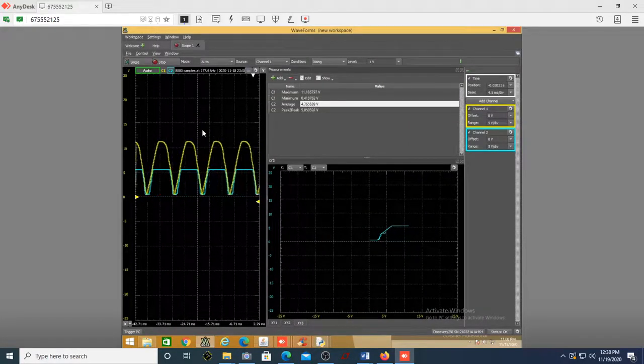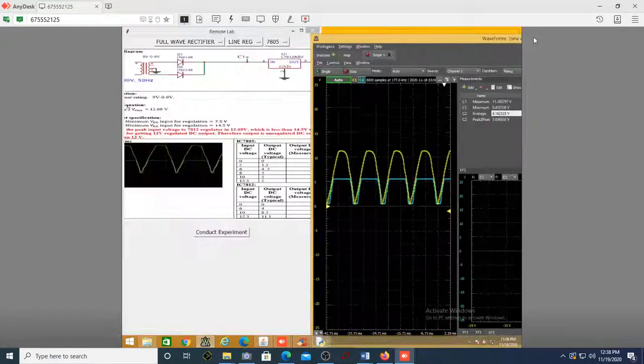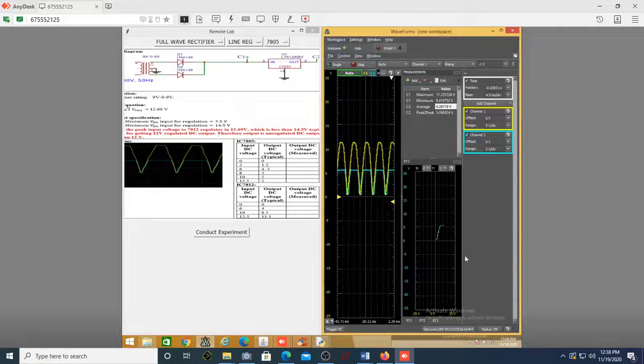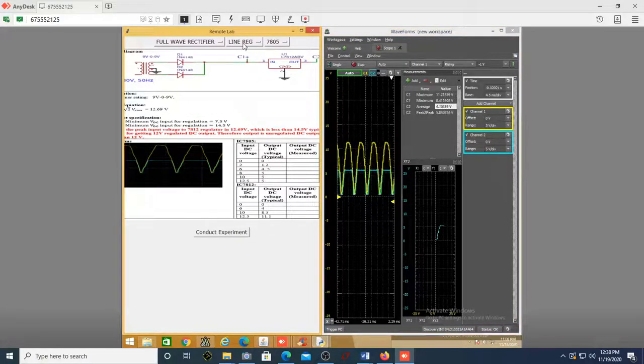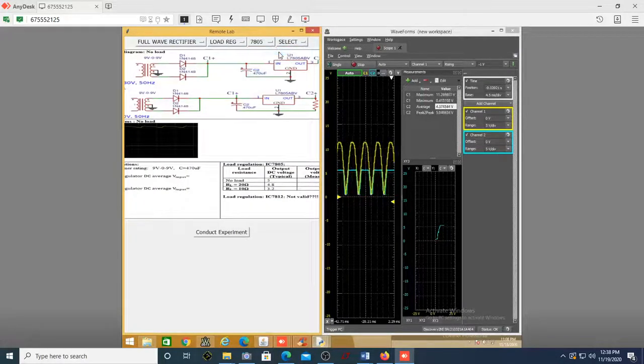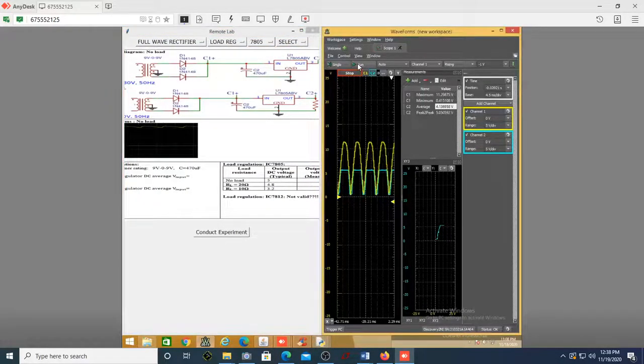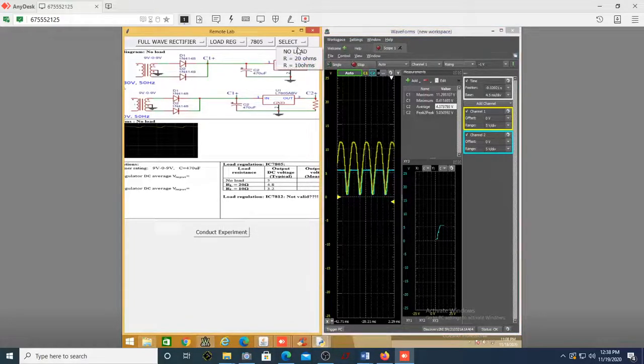So why it is not happening for 7812 is my transformer rating is a bit less. Since my transformer rating is less, I'm not getting a voltage which is more than the minimum required to keep it at constant voltage. Of course, we can certainly see the load regulation also. For 7805, you can see, I will make it no load and conduct the experiment.